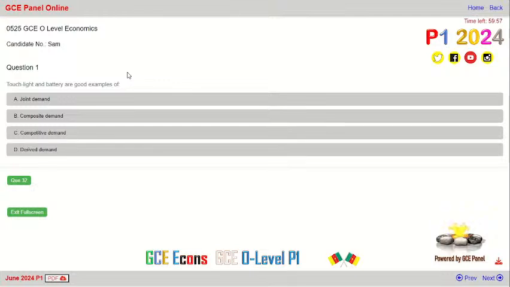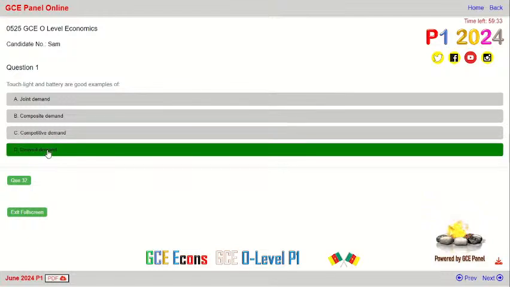Question 1 reads, torchlight and battery are good examples of. You have joint demand, composite demand, competitive demand, derived demand. Normally, you only buy a battery if you buy a torchlight. So the buying of the battery here is derived from buying a torchlight. So the key here is derived demand.